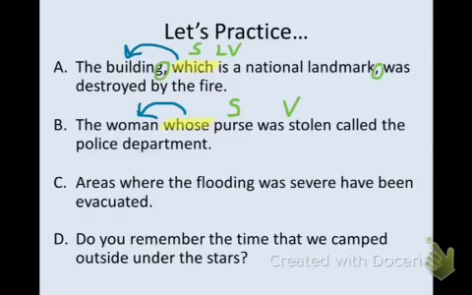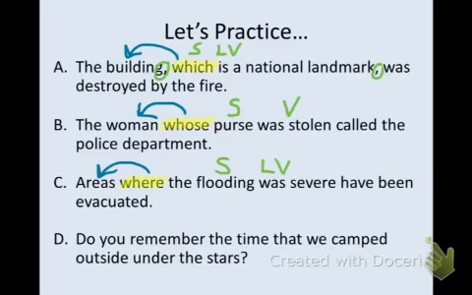In sentence C, areas where the flooding was severe have been evacuated. Again, looking for one of those 9 clue words for adjective clauses. We have the word where. Within that adjective clause, we're going to be looking for a subject and a verb. The subject is flooding. The verb is was. Where the flooding was severe, it's describing the noun areas.